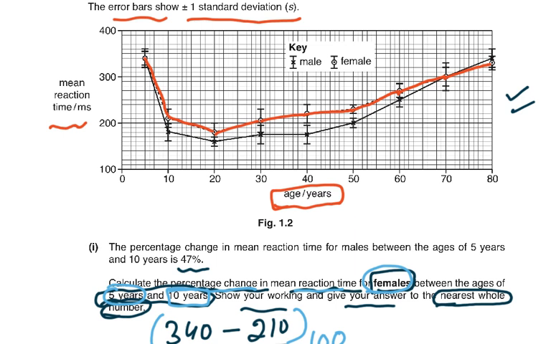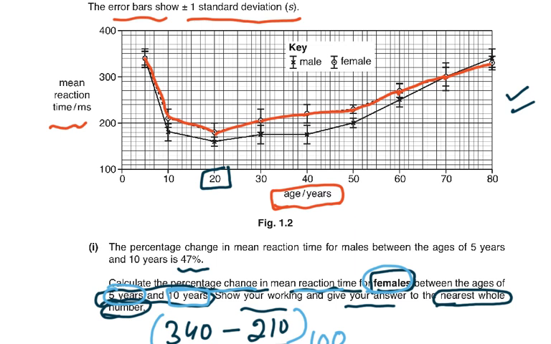Then the second point was reaction time decreases to age 20 years and then starts to increase. So you see here till 20 years, it starts to decrease and then it starts to increase. So mean reaction time decreases to age 20 years and then starts to increase.